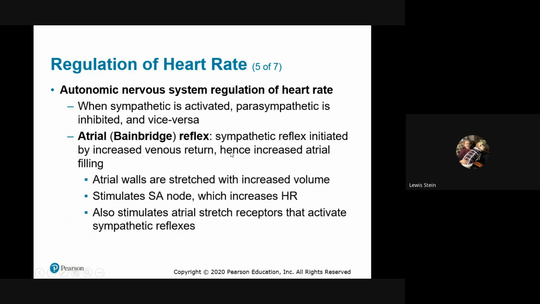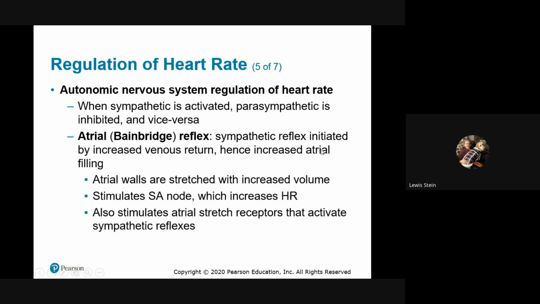And sympathetic, so as we get more venous return, it actually increases the amount of filling because atrial walls are stretched. Okay, increases heart rate. So there, you get certain sort of side benefits that go along with this.